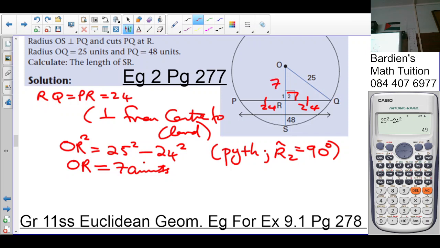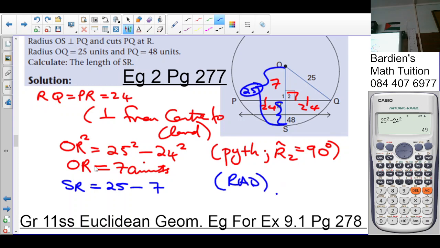But have I answered the question? Now we know that SR is going to be 25 minus 7. And the reason that this is 25 is because it's your radius. And what is 25 minus 7? 18. So it's going to be 18 units. People, any confusion there?